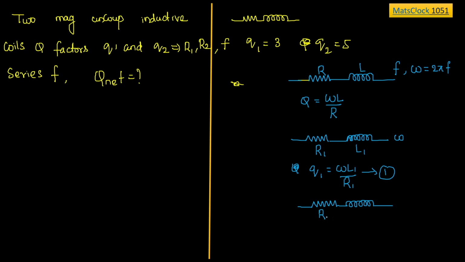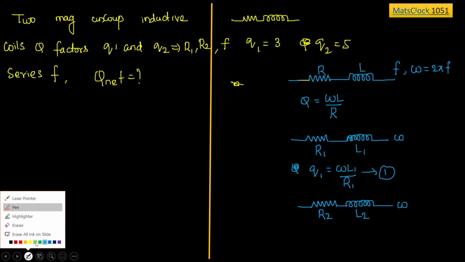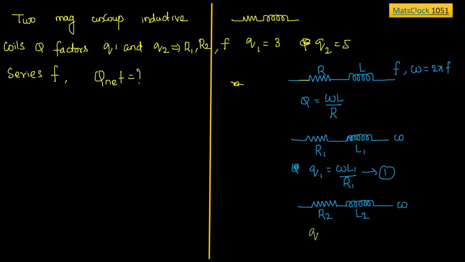So this coil is R2, its inductance value is L2, frequency is once again the same omega. Now if you calculate the quality factor for the second coil, using once again Q2, Q2 is equal to omega L2 by R2. Same frequency, but the value of resistance and inductance may not be the same. Let me treat this one as equation number 2.